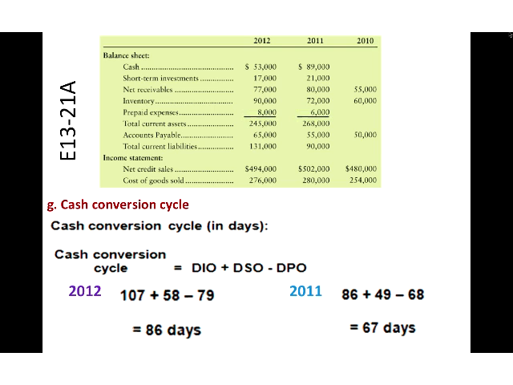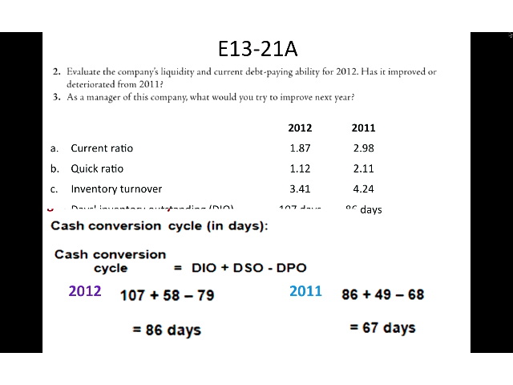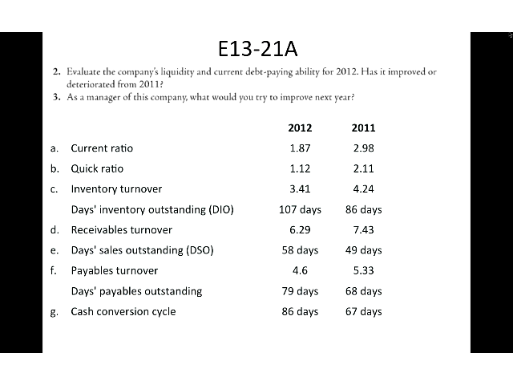And then the third thing, where it asks what we need. Okay, you don't have to write this one down. I've just got all those ratios we just did listed here. This is nothing new on this sheet. I just want to refer to the third question. The third question is, as a manager of this company, what would you try to improve next year?